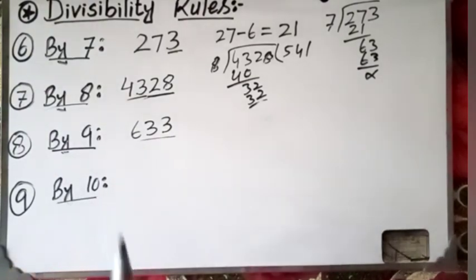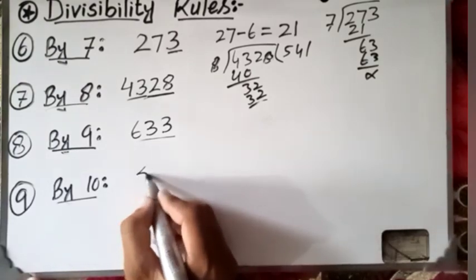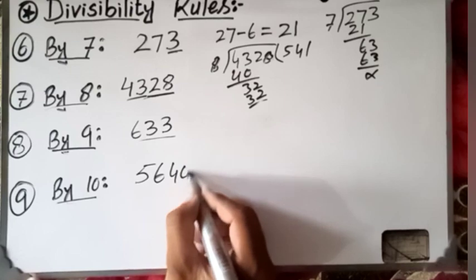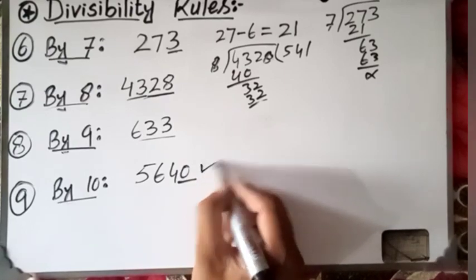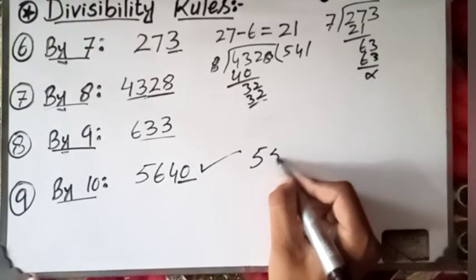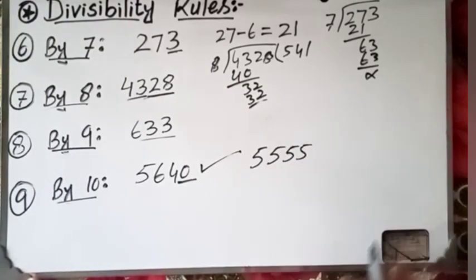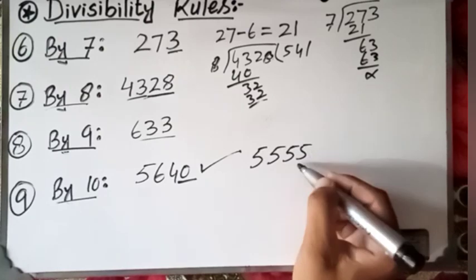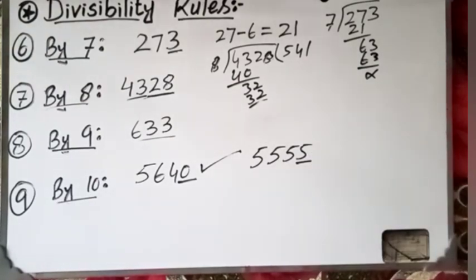Then we have divisibility by 10. A number is divisible by 10 if it has 0 in its units place. It is a single rule. For example, 5,640 has unit digit 0, so it is divisible by 10. 5,555 is not divisible by 10 because its unit digit is not 0. So that is very simple: if the unit digit is 0, then the number is divisible by 10.